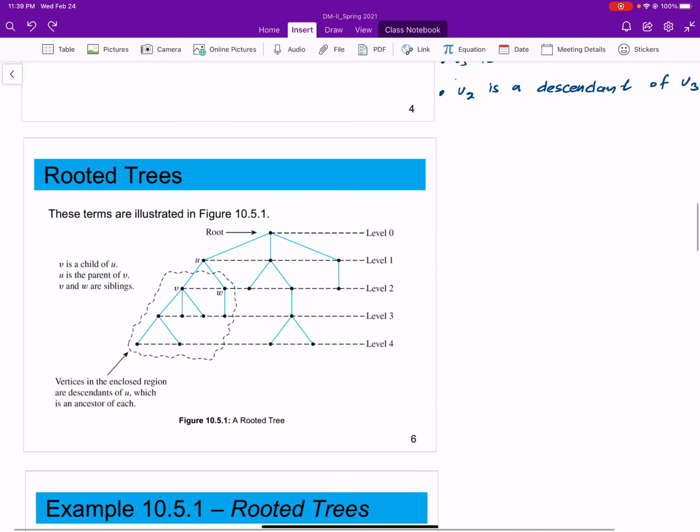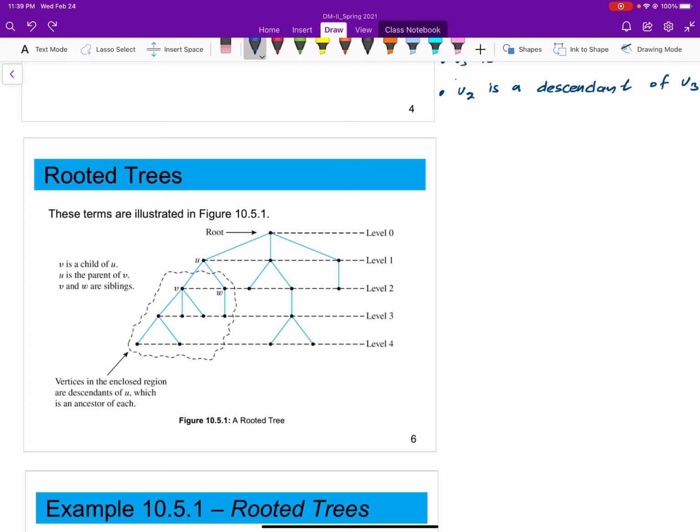Now you know in this tree, levels are also marked. This is level 0 where the root is located, and level 1, level 2, level 3, level 4. There are 4 levels. All right, and then there's the root, which is kind of the top of the tree. That is the root. Okay, and then we marked U here.